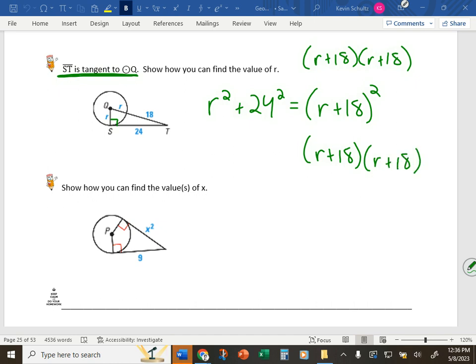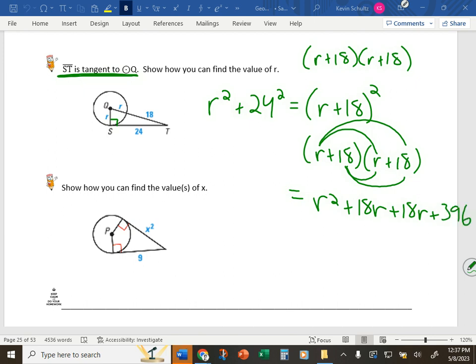Use the crab claw. r times r is r squared. R times 18 is 18r. Folks, shh. Joey, Rowan. 18 times r is another 18r. And 18 times 18. Oh, the middle terms? Yes. 18 times 18, though, is 396.